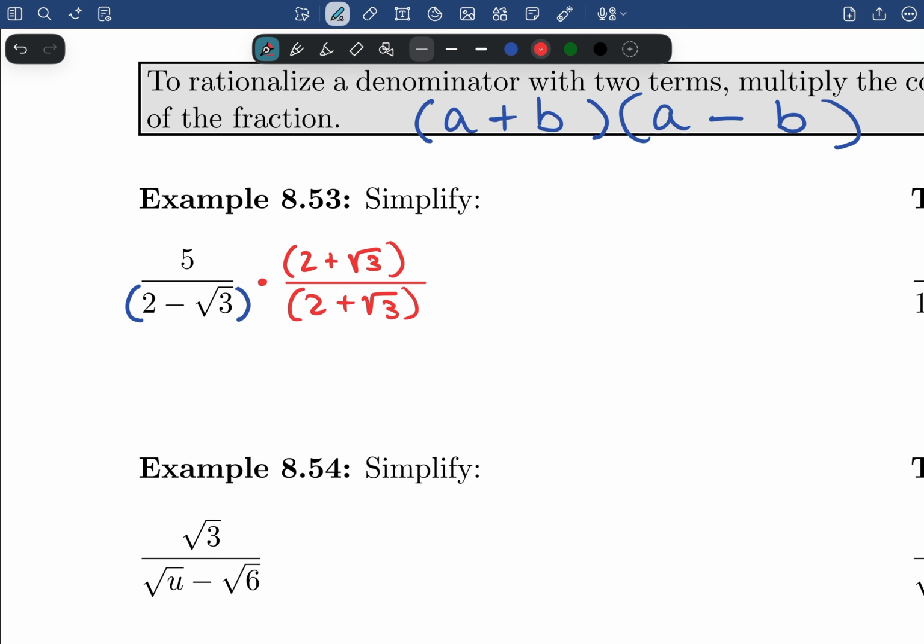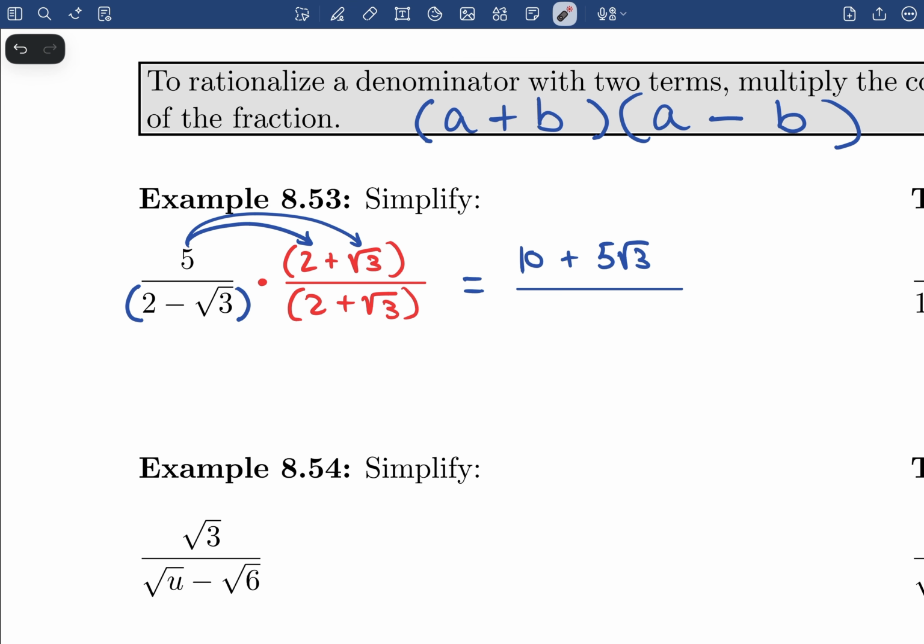Now to multiply the numerators together, we would be multiplying 5 into the first term and second term. And 5 times 2, that gives me 10. And 5 times the square root of 3, well, that's just 5 times the square root of 3. It doesn't simplify any further than that. Okay, so I just multiplied 5 into both these terms. 5 times 2 is 10. 5 times the square root of 3 is 5 root 3, and I've got addition between them. Let's address the denominator.